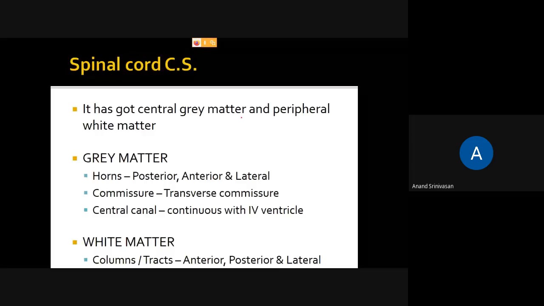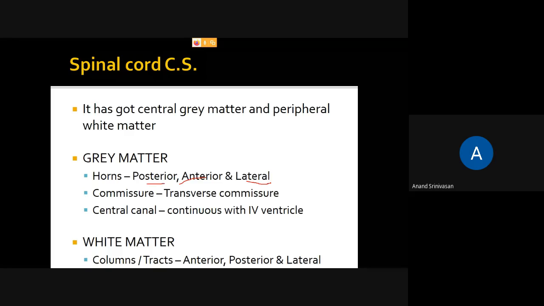Okay, so there is a central gray matter and peripheral white matter. The gray matter has three horns: posterior horn, anterior horn, and lateral horn. The posterior horn is also called dorsal. The anterior is also called ventral, so anterior horn or ventral horn. Similarly, the lateral horn is mainly present in the spinal cord at the thoracic level.